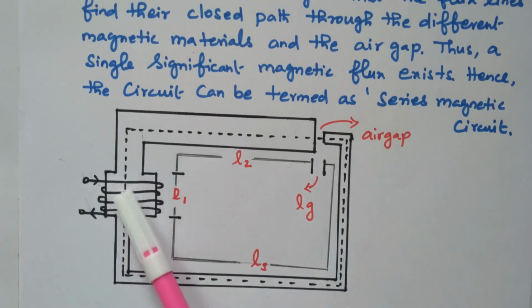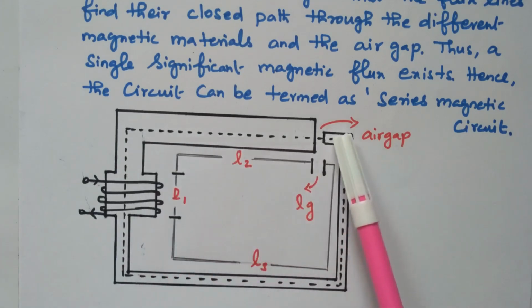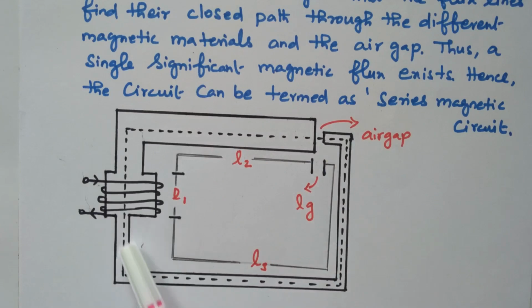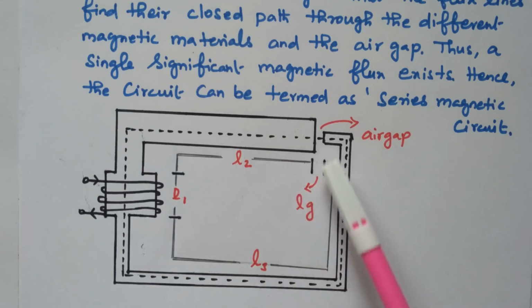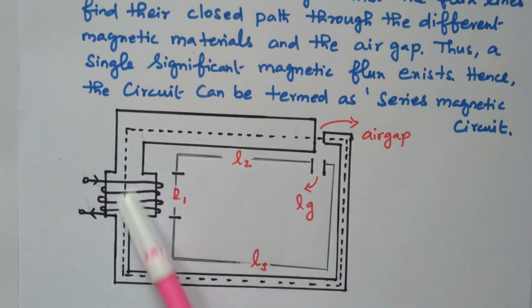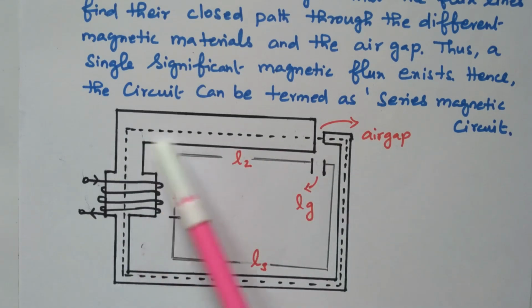When the coil is excited, the flux is produced. The flux follows a single path, flowing through all three different magnetic materials as well as the air gap. The flux is not diverted. The single flux is flowing through all three materials as well as the air gap, so it is called a series magnetic circuit. The same flux is available across all three magnetic materials as well as the air gap.